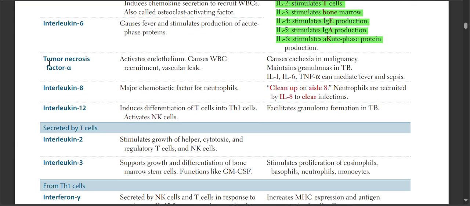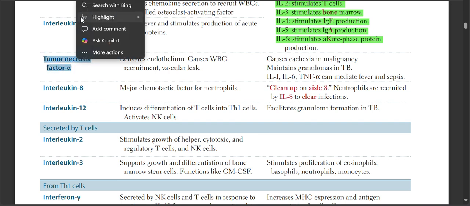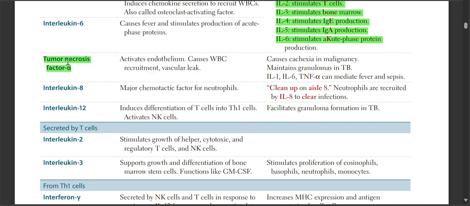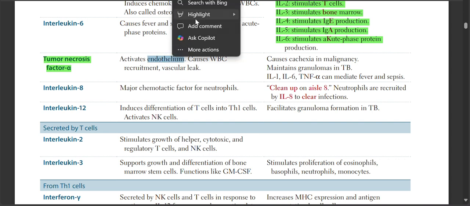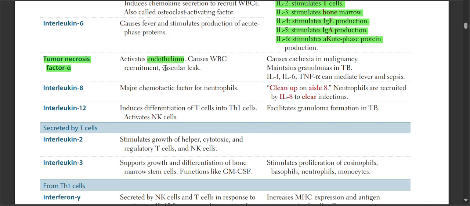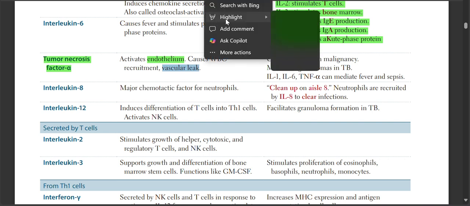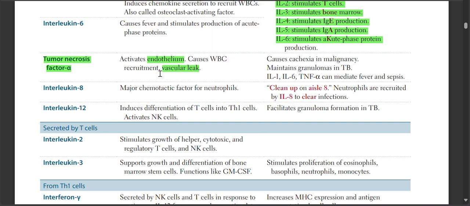Once you know that, you also need to remember this one, which is tumor necrosis factor alpha. Remember that it activates endothelium and provides a vascular leak. Now, why do you think we need a vascular leak? Why do we need to make space between the blood vessels? Why do you want to make them more leaky?